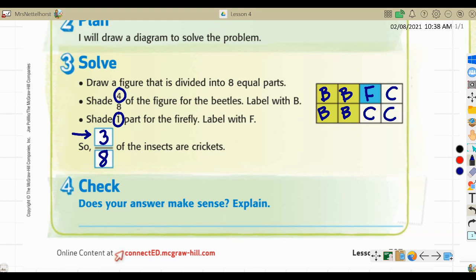Explain. Remember the word explain, we want to say comma because. Does your answer make sense? Yes. That's a yes or no question. Comma because.